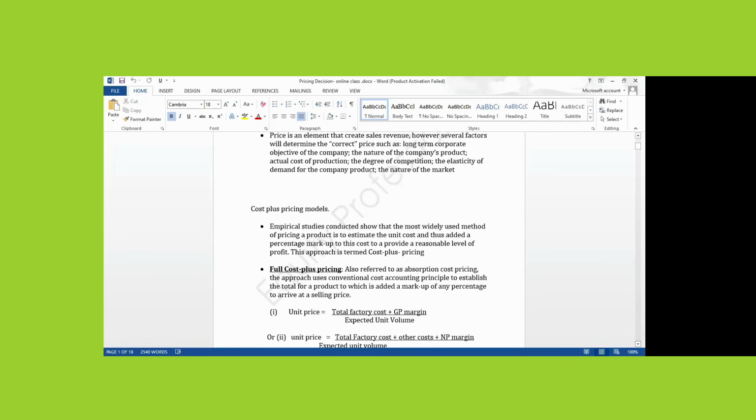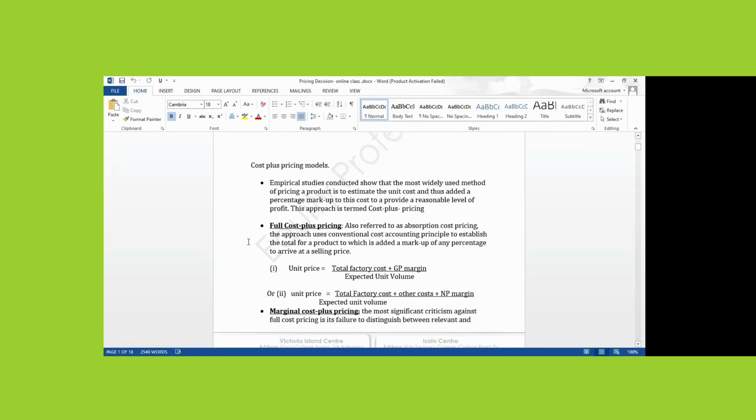Under this method, we have 3 types. Again, pricing method. We have 3 types. You have full cost plus pricing method. This method is also absorption costing.